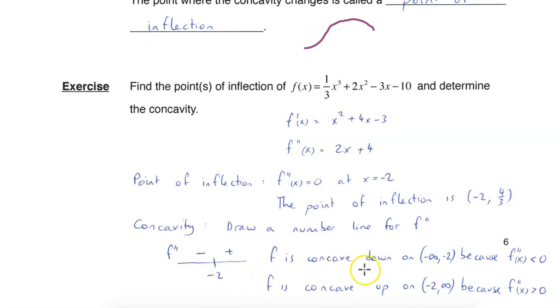So f is concave down from -infinity to -2 because the second derivative is negative, and f is concave up from -2 to +infinity because the second derivative is positive. Now that we've verified that the concavity changes from negative to positive, we can confidently write that there is a point of inflection at x equals -2, y equals 4/3.